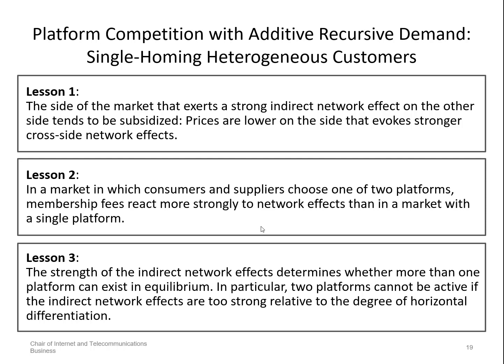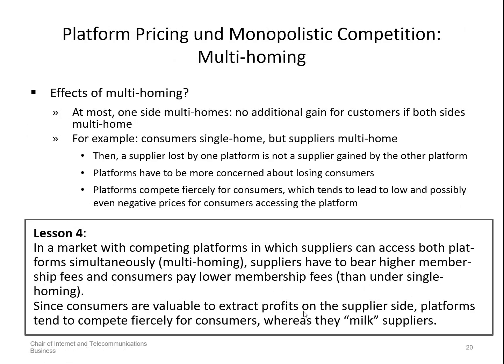The strength of the indirect network effects determines whether more than one platform can exist in equilibrium. In particular, two platforms cannot be active if indirect network effects are too strong relative to the degree of horizontal differentiation. Next, we try to understand platform pricing under monopolistic competition and when there's multi-homing.